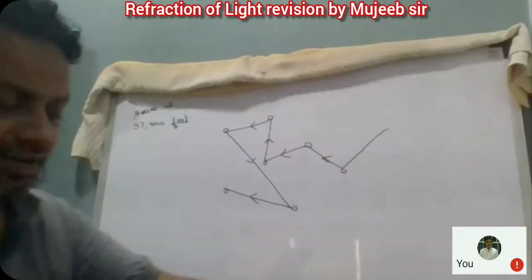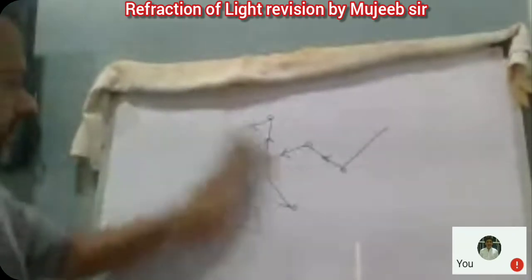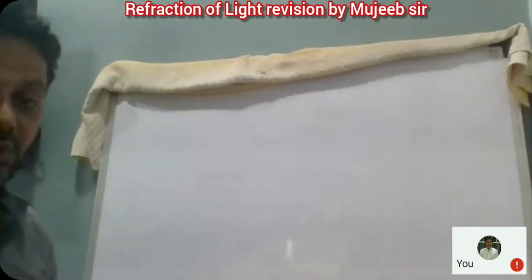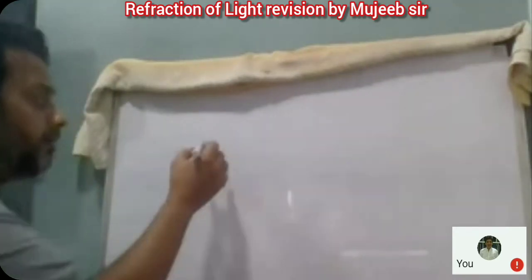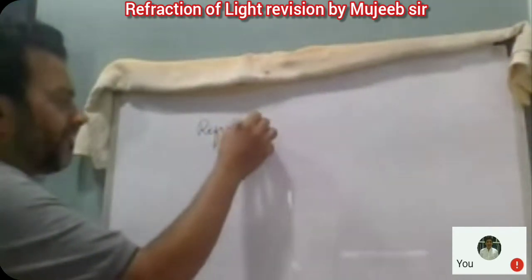Okay, then let us start with refraction. What is refraction of light? The bending of light ray. Yes, the bending of the light when it passes from one medium to another medium. Why does the bending happen? What is the reason for the bending? See, refraction is nothing but the bending of the light when it travels from one medium to another medium.